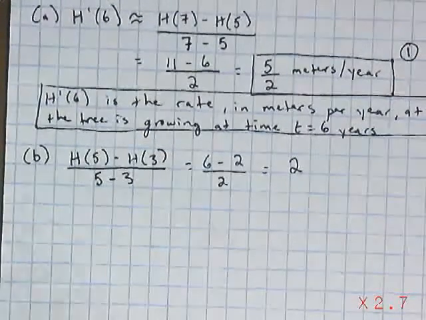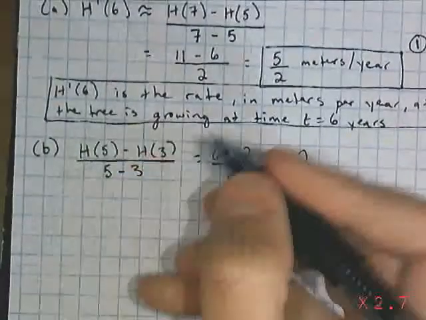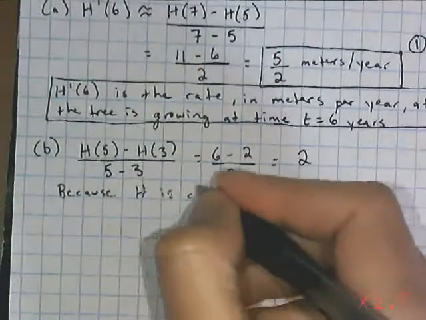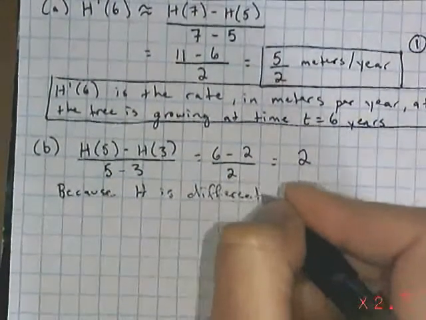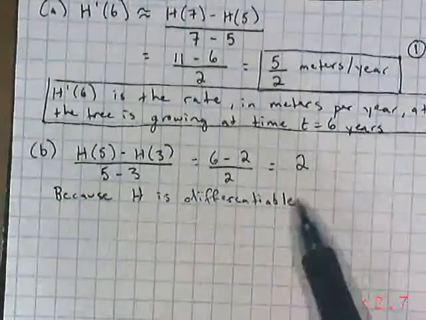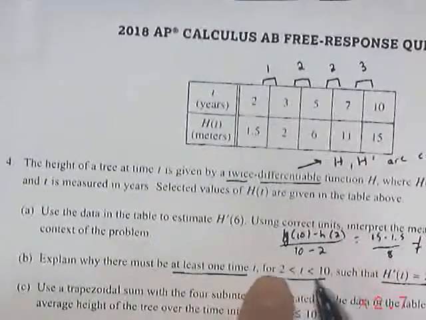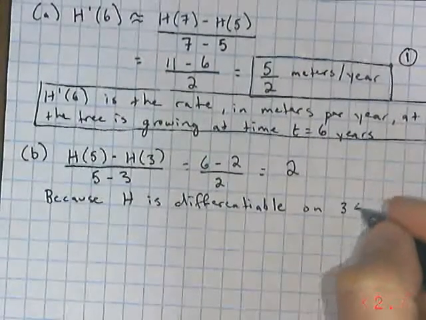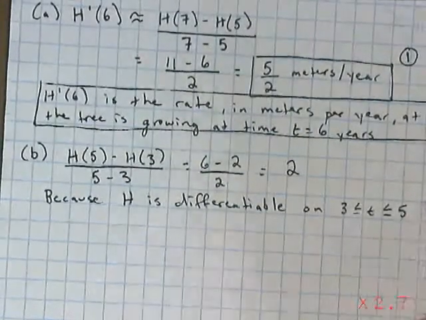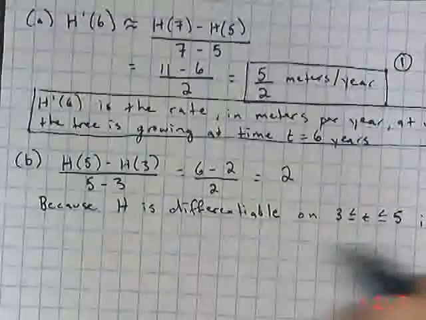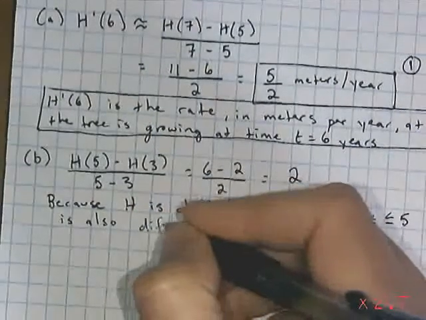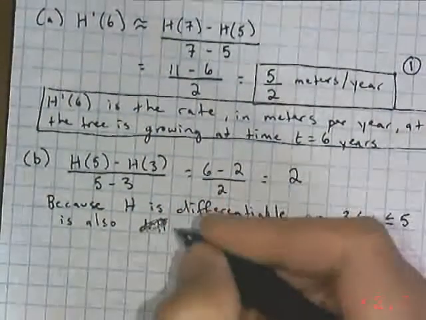So we need to say, because h is differentiable, and here we're also going to introduce the closed interval. Okay, we can take any closed interval in this open interval. So because h is differentiable on the interval from 3 to 5, the closed interval, it is also continuous.